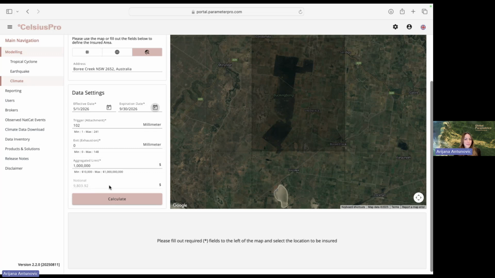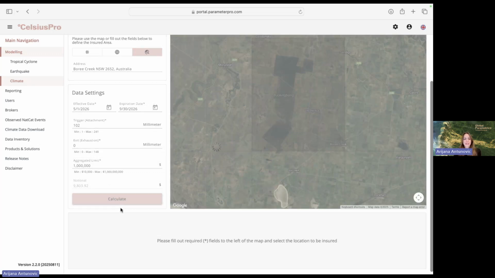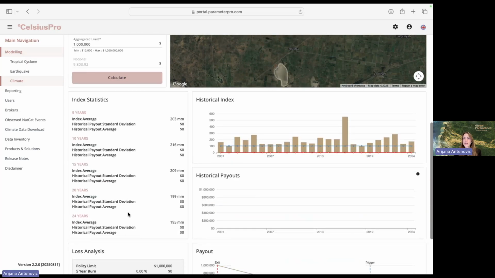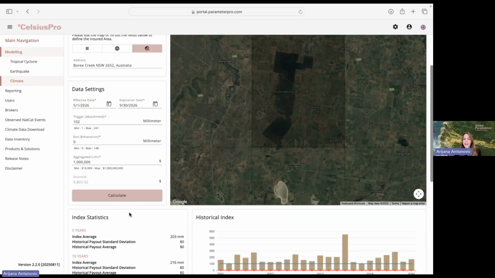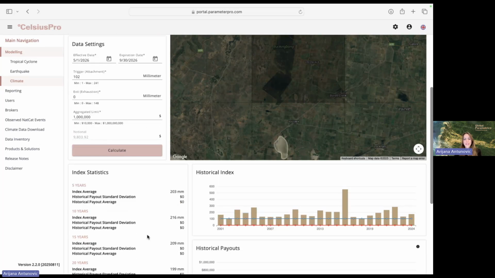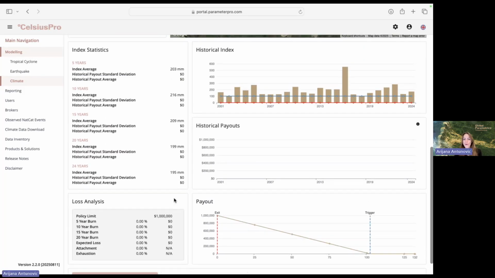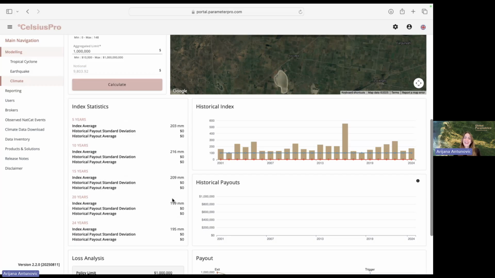The limit could be anything, but obviously I'm going to calculate just for the example on a 1 million limit. This will just take a moment. There we go. And now here I can see, okay, if I put my cover at a 102 trigger attachment, I would never have had a payout historically for my client. So the price might look very compelling from an insurance perspective, but we definitely will not want to sell this cover to the client because we can see here that it never fell below 102 millimeters of rain.